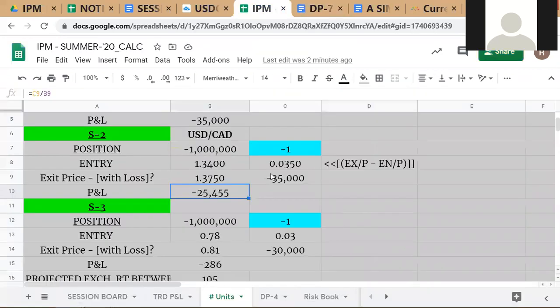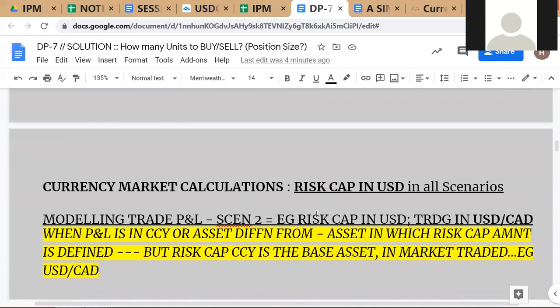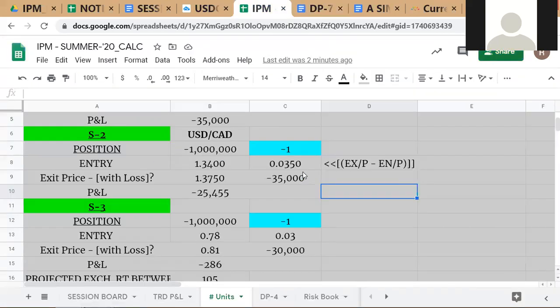So we're going to take this here. This is the trade P&L, and maybe we can just copy the text from here. This will have to be put in really small font, otherwise it won't fit.